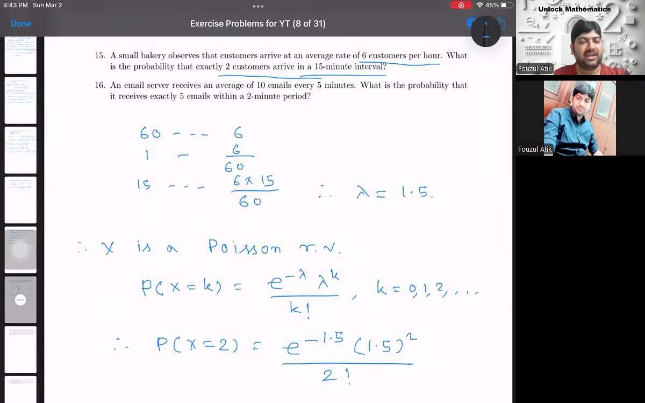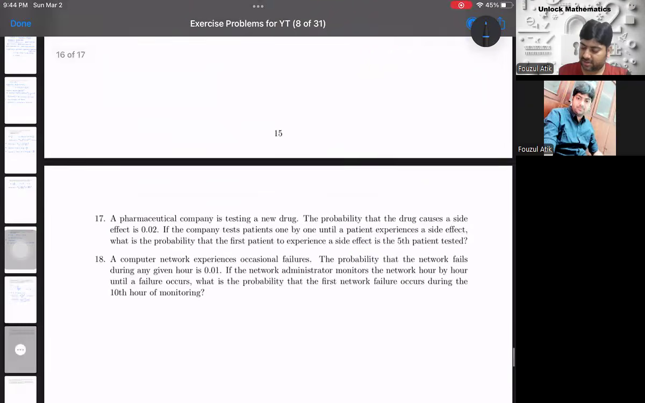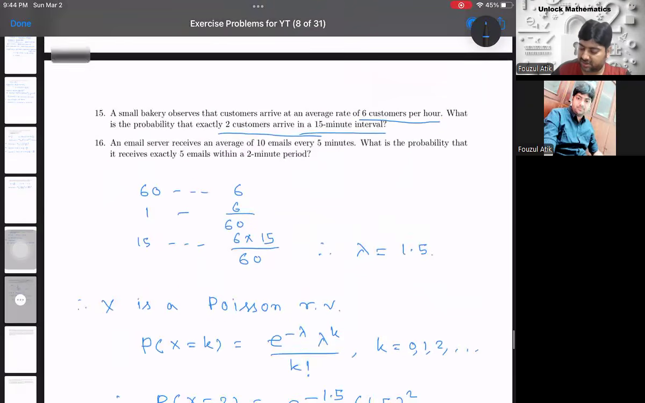The next example is: an email server receives an average of 10 emails every 5 minutes. What is the probability that it receives exactly 5 emails within a 2 minutes time period? If you see this example, is it not a similar type? In 5 minutes you know the average, so in 2 minutes you have to find its average, the expectation of the new random variable. After that, it will follow the Poisson random variable, and you put it in the formula and you get the answer.